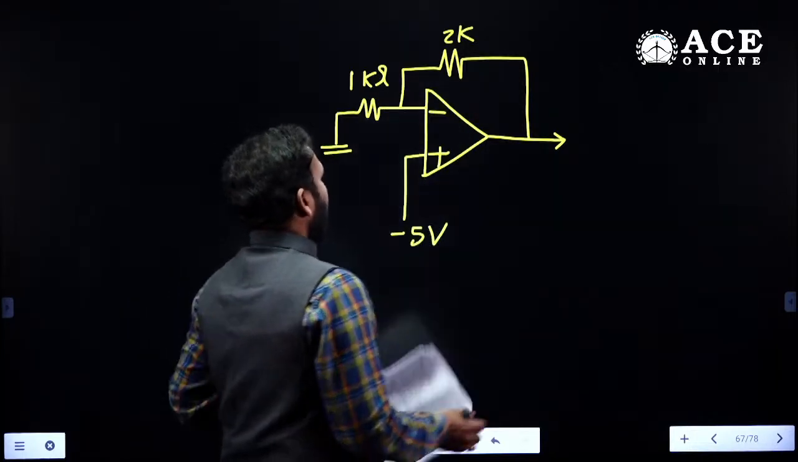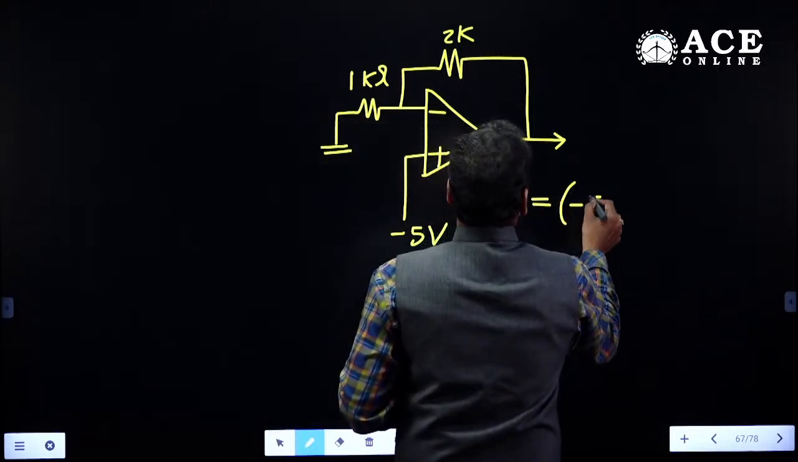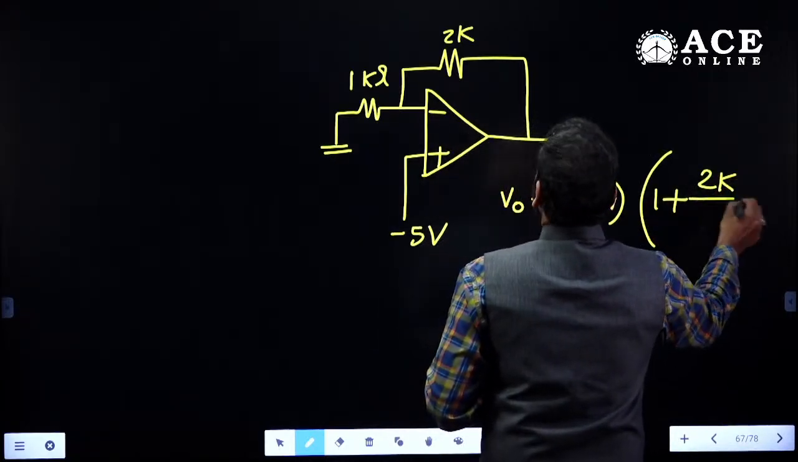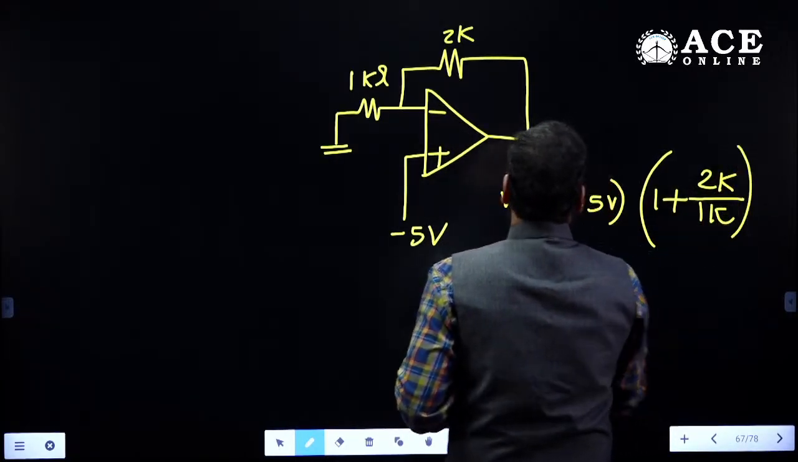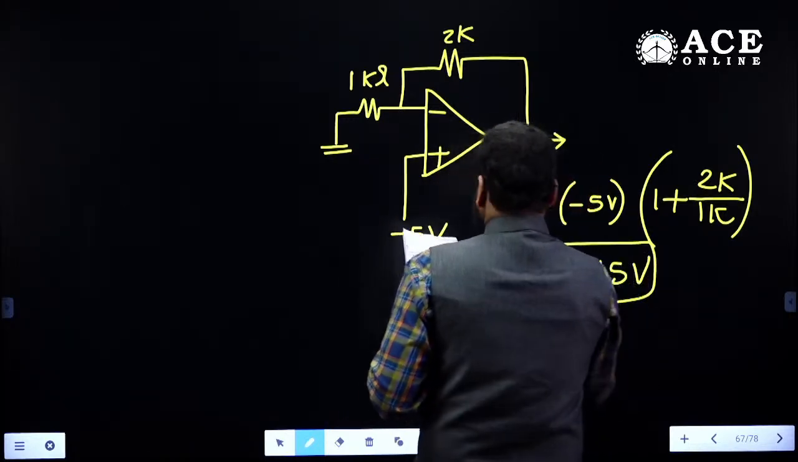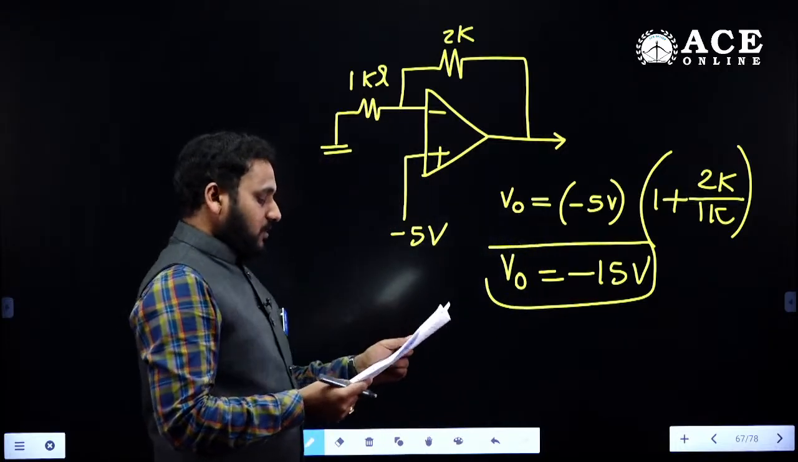1K and 2K, what is the voltage gain? V0 is equals to minus 5 volts, I mean input voltage, into 1 plus 2K by 1K. So you will get minus 15 volts. Minus 15 volts is given in option D. Okay.